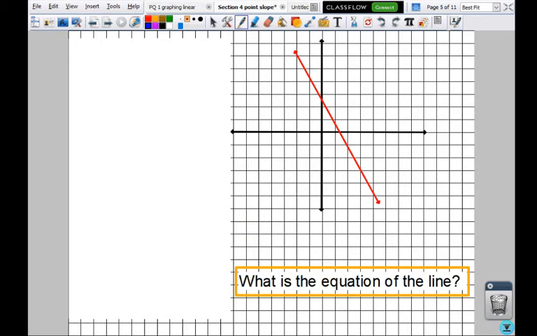Alright, you guys are doing one now. I want you to find the equation of this red line. So on your own, find your m, find your point, and then make your equation. It's just the one line.